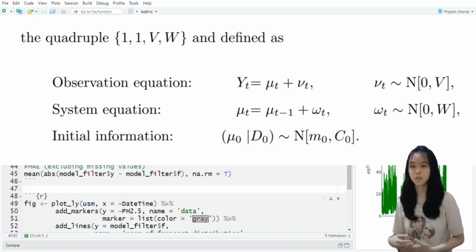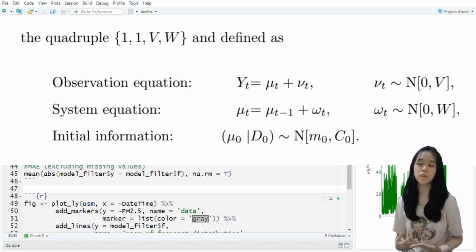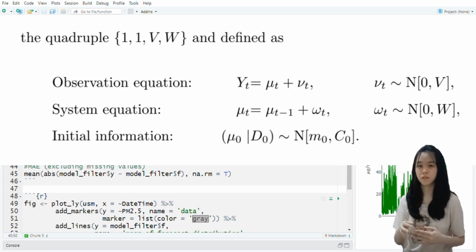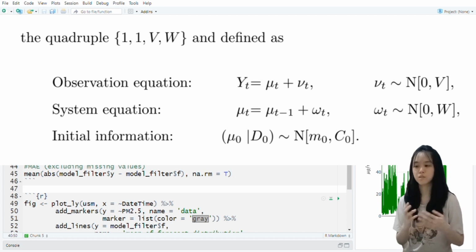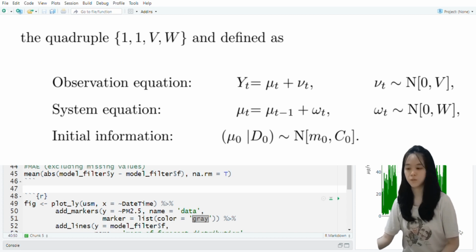Polynomial model of order 1 is sometimes called a local mean level model, and it's the most basic model in DLM. To make it even simpler, we assume that the variances over time don't change, or are constant. So sometimes it's also called a constant model. So that's why in our quadruple definition, we don't have the index t. We just have V and W.